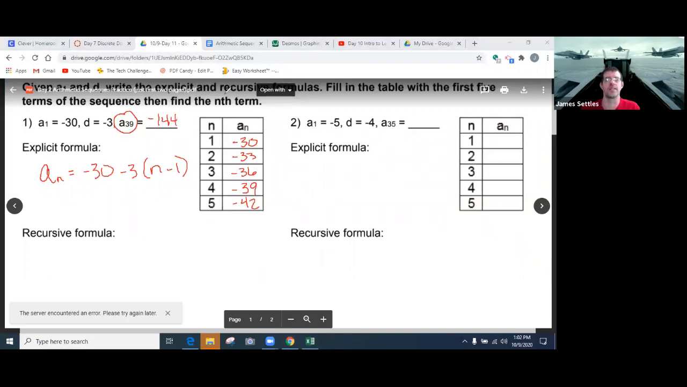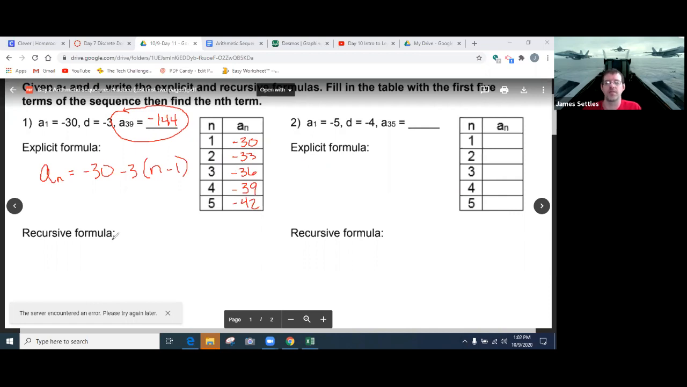So I need you to write this down. a sub 39, which just means the 39th number in our pattern, is a negative 144. And like I said, that's much better than continuing this pattern 39 times.